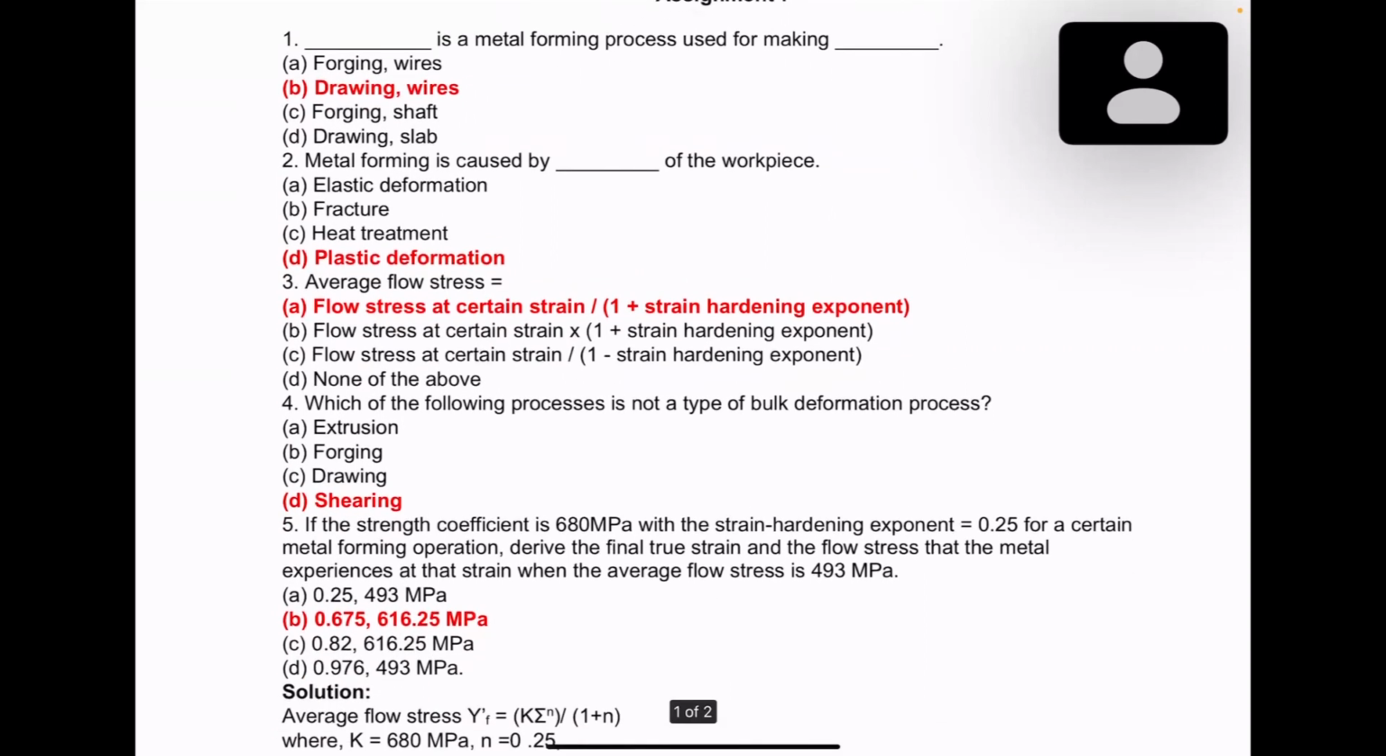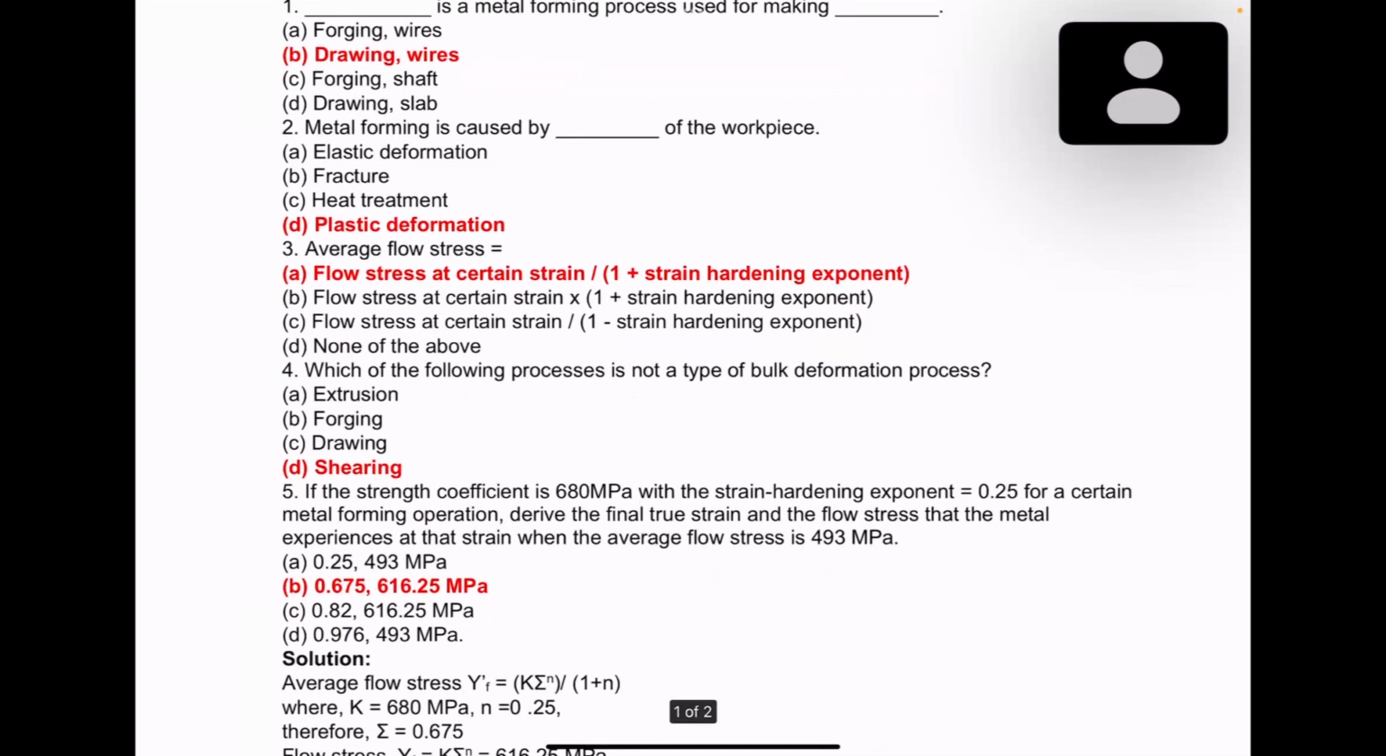And then the third question said average flow stress. That's a simple formula. So this was extensively discussed, and problems were also solved out of this topic. So average flow stress goes to flow stress corresponding to a strain, divided by the strain hardening exponent n plus 1. Okay, so sigma by 1 plus n, that was actually taught to you.